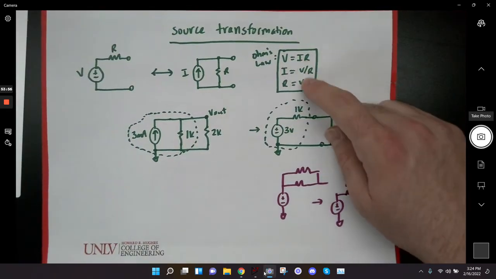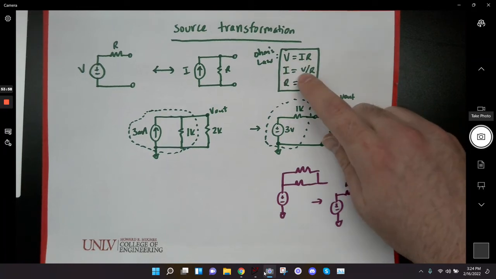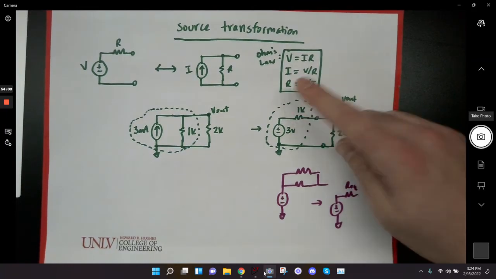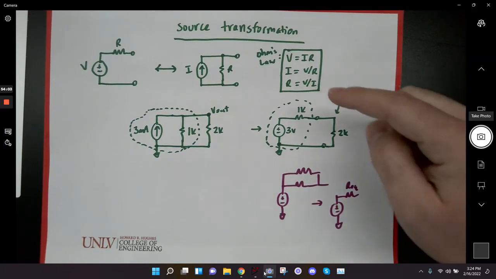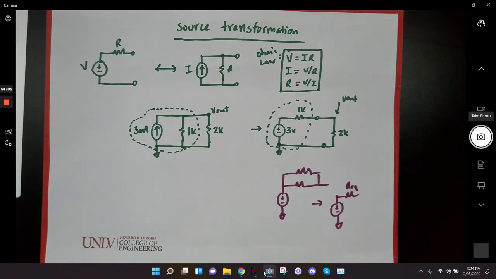So any given one of these, if you have I and R, you can find V. If you have V and R, you can find I. If you have V and I, you can find R. That works for any circuit that looks like this, and it also works for any Thevenin and Norton equivalents that you already found. Does anybody have any questions about source transformation?